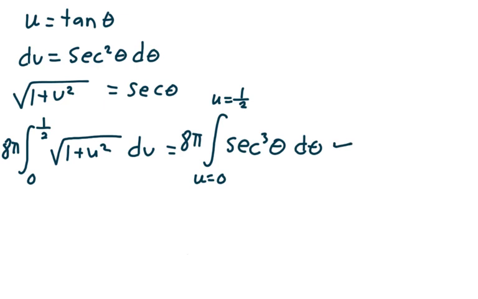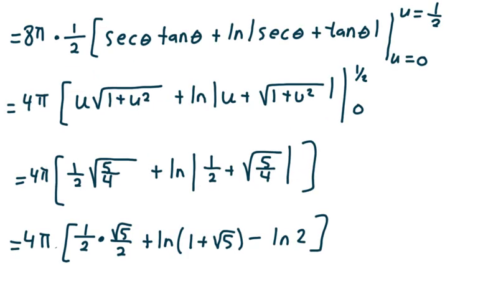And I've derived the integral of secant cubed theta d theta in different videos. I know I have at least one video where I have derived this integral. So I'm going to take the liberty and use it. So this is 8 pi times 1/2 the quantity secant theta tangent theta plus natural log of the absolute value of secant theta plus tangent theta, evaluated from u equals 0 to u equals 1/2.